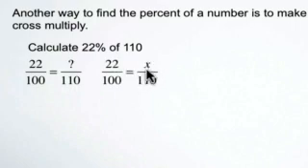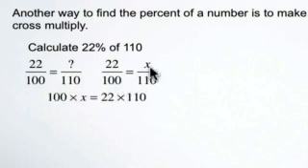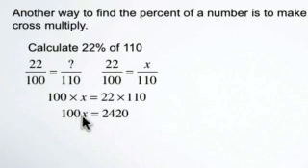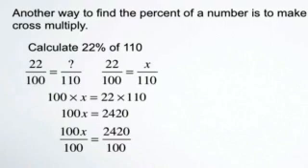So what I do is I assign a variable, something to hold its place and something that I can work with in order to solve. So 22 over 100 is x over 110. Now I can cross multiply. 100 times x equals 22 times 110. So 100x equals 2,420. I'm not trying to solve for 100x, I'm trying to isolate x. So I'm going to divide both sides by 100 in order to get the x by itself.